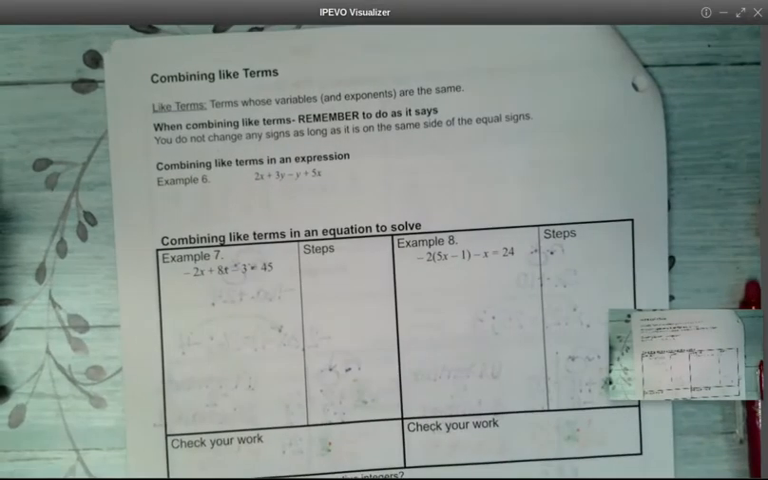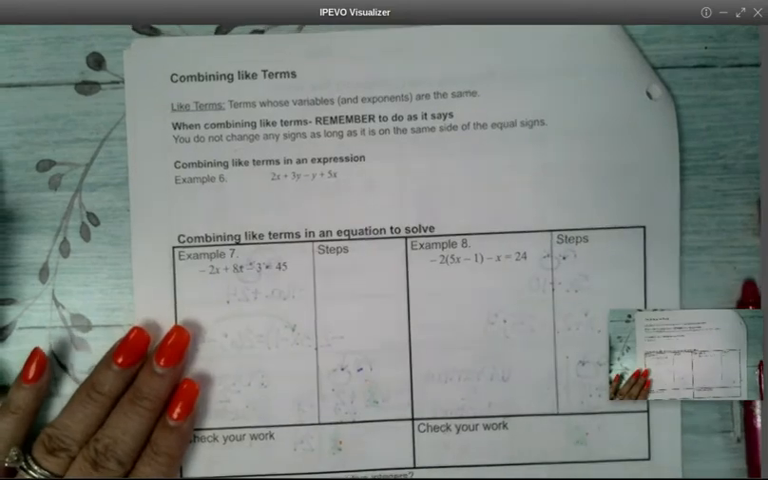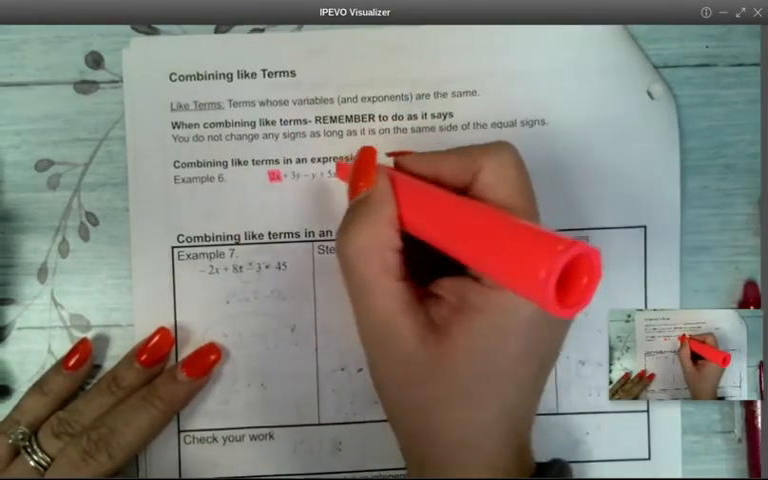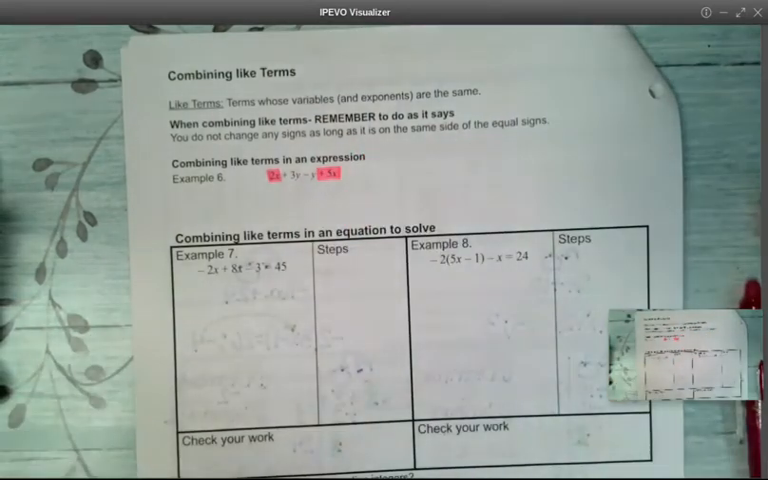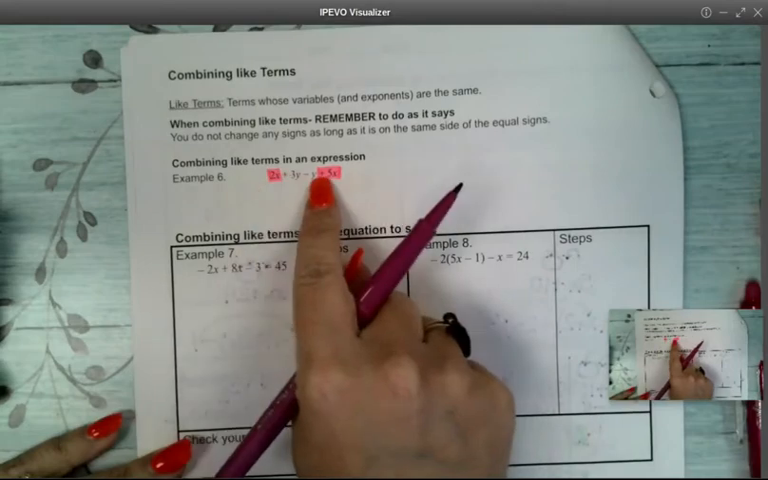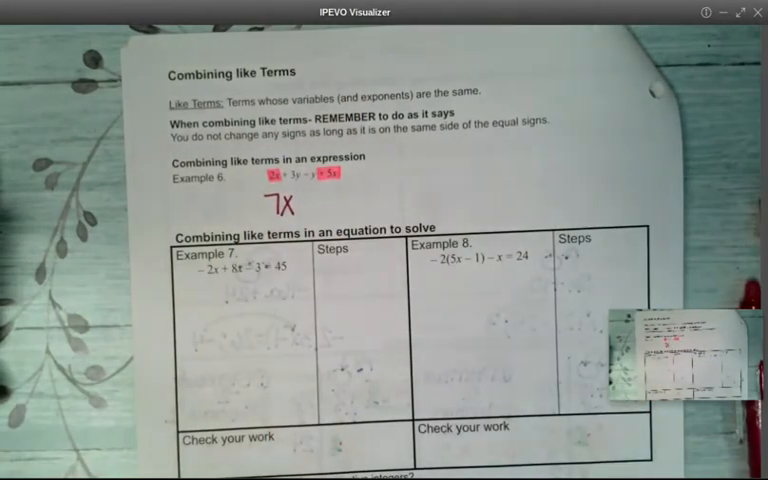So when combining like terms, remember to do what it says. You do not change any signs as long as it's on the same side of the equal sign. So looking at example number 6 here, I have a 2x, and its like term is a positive 5x. So when I put those two things together, I do what it says. 2x plus 5x is 7x. I do not do the opposite operation because I did not go across the equal sign.